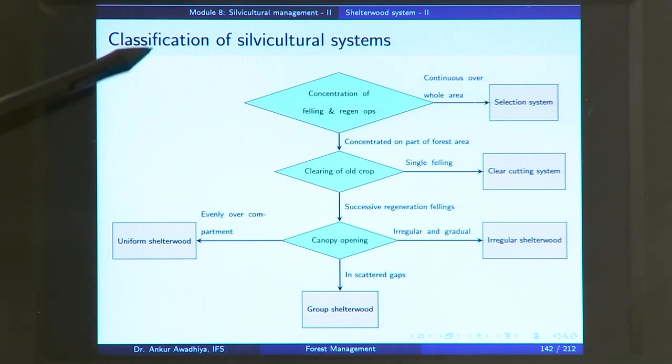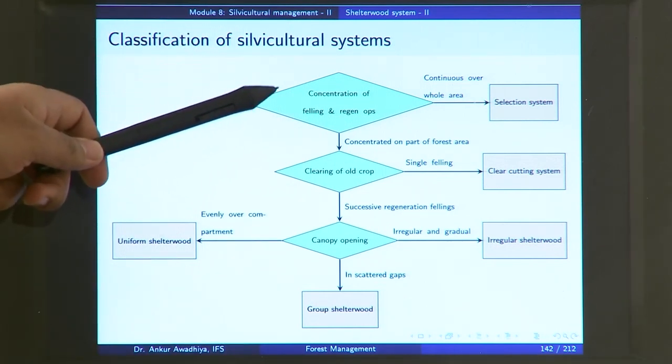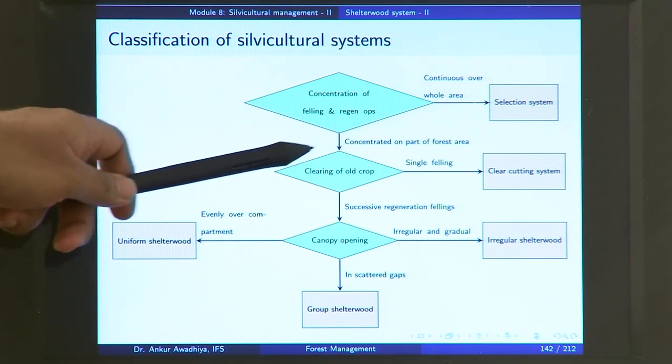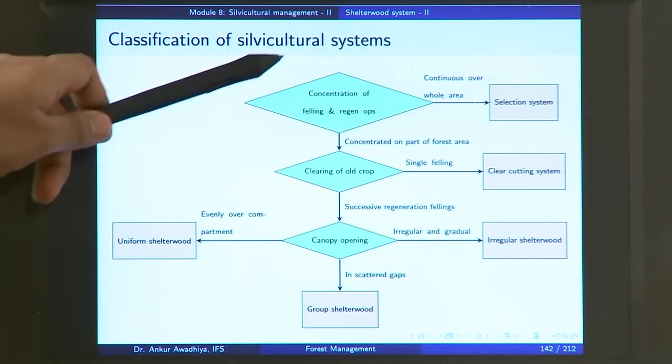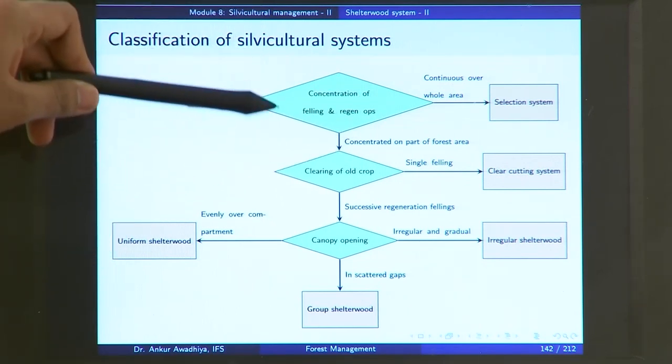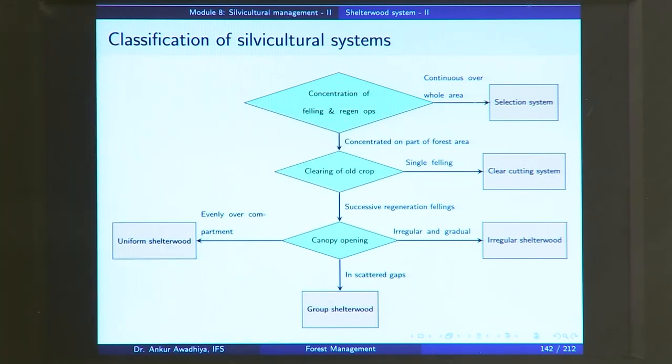And in this case, if we go through this flow chart, the concentration of felling and regeneration operations is there on part of the forest area. It is not there in the complete forest area. So, you do it in certain locations and you clear the old crop in successive regeneration fellings. You do not clear the old crop in one area completely. You do it part by part, so that you are able to open up the canopy in a phased manner, so that your seedlings are able to get light and at the same time they are also protected against very harsh light or against wind damage or damage by frost. So, this is how we define a Shelterwood system.